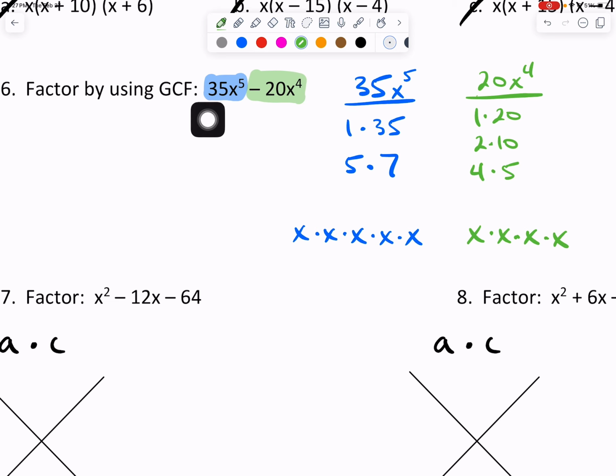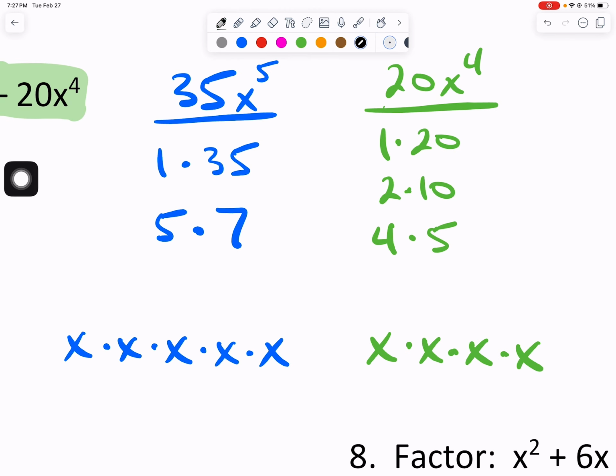All right, so we do know if we did 35 divided by 20, oh my goodness, it's not a whole number. So we know that 20 is certainly off the books. All right, so I'm just going to go ahead and cook it. Burned. All right.